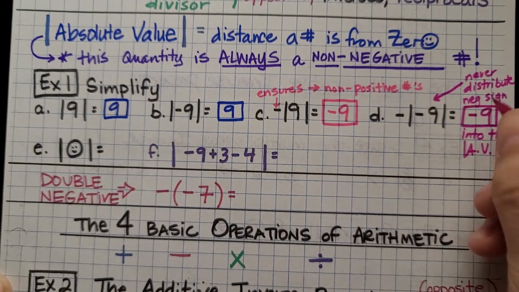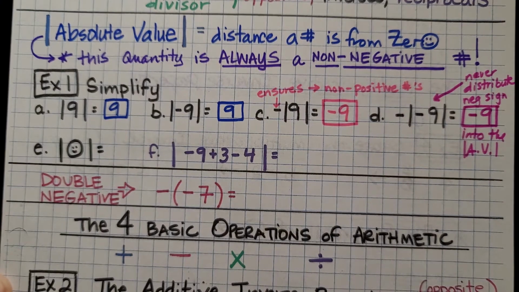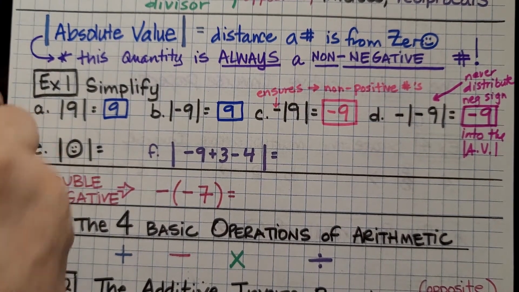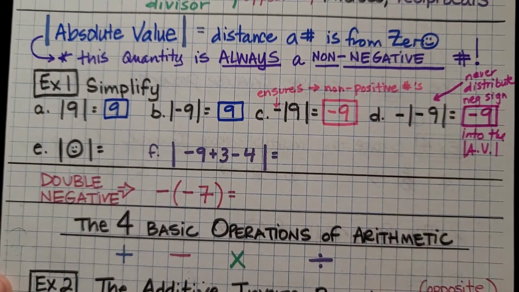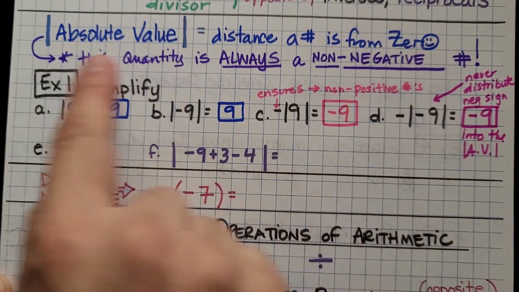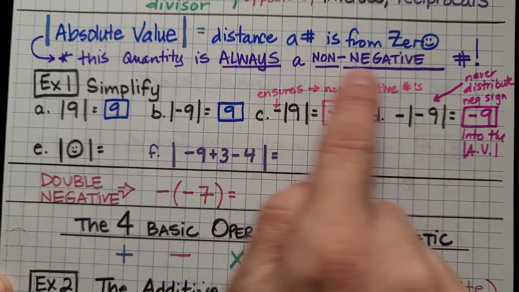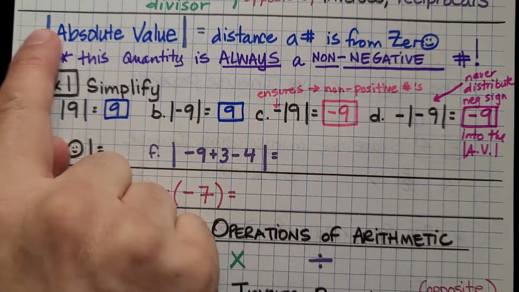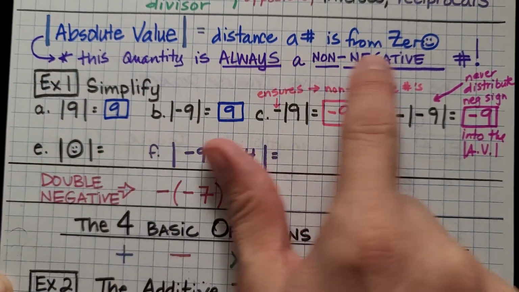If you do not understand what I just said here, get with me as soon as possible so that way I can explain that to you again, maybe in a different way. Now, here's what we were talking about from this definition. This quantity is always a non-negative number. If we're taking the positive absolute value of stuff, the answer is always going to be a non-negative number.